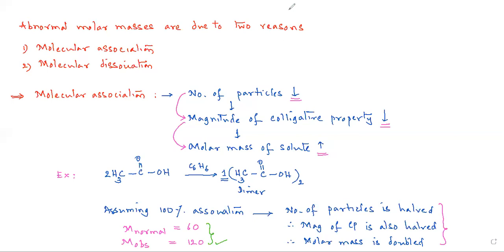Like I said earlier also, every time it may not be the 100% association of the molecules. It may be something different, something less than that. So, what percent of the molecules have undergone association? Let us see now.